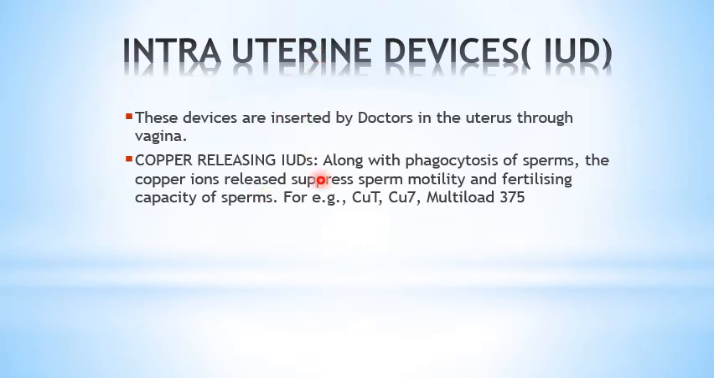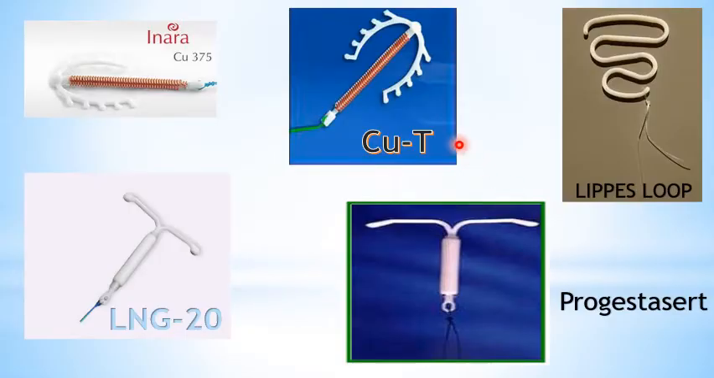The examples are Copper T, Copper 7 and Multiload 375. You must have seen a few diagrams on your hoardings of a Copper T. The shape is of a T and it is made of copper. When it is inserted in the uterus of the female, it phagocytoses the sperms which are ejected during intercourse, so they do not reach the ovum and no fertilization will take place.